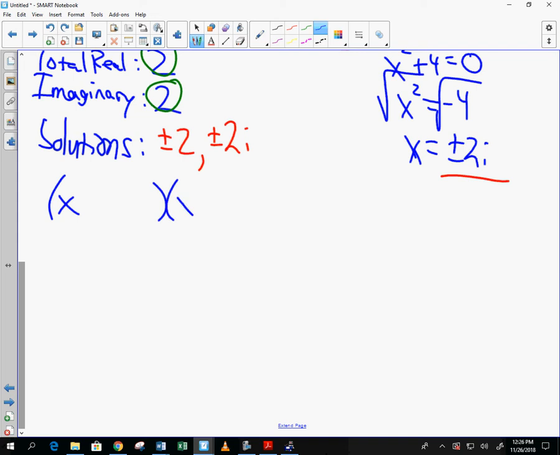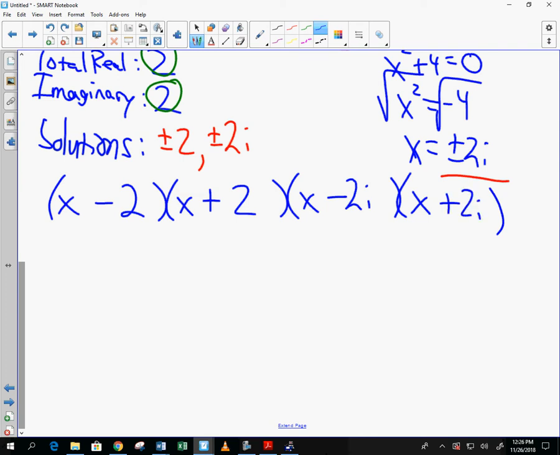And so when you write it in factored form, it's always x minus, x minus, x minus, x minus. And you just put the solutions in there. So x minus 2, and then x minus negative 2, so plus 2. X minus 2i, and x minus negative 2i, so plus 2i. That is the factored form of the polynomial. Every polynomial may be written in factored form. That's one of the parts of the fundamental theorem of algebra.